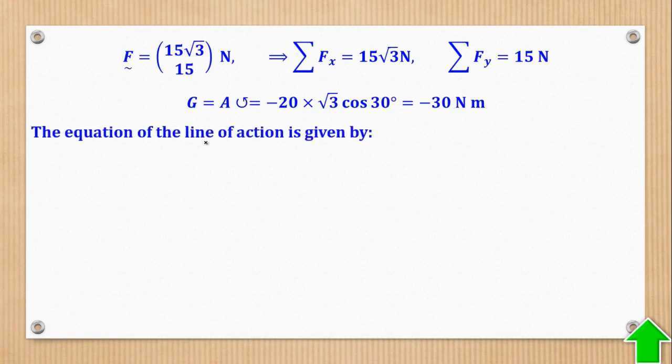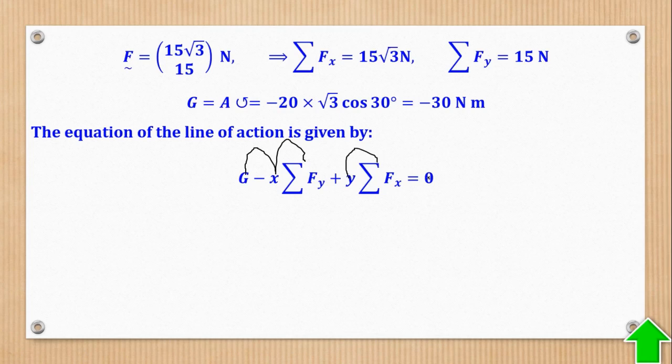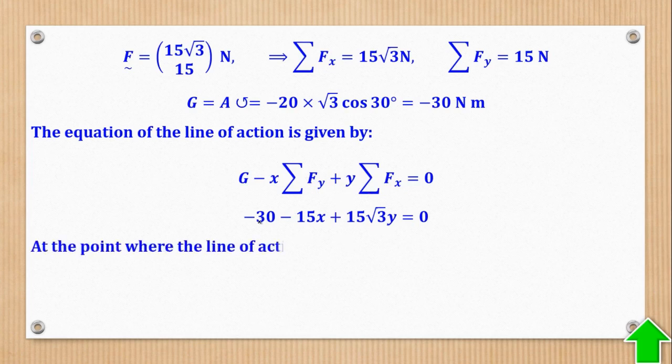So after getting the moment, I can come and get the equation of the line of action. I have to state it: g minus x summation of Fy plus y summation of Fx equal to 0. Then I substitute for g, summation of Fy and summation of Fx. So that becomes a Cartesian equation which has x and y.